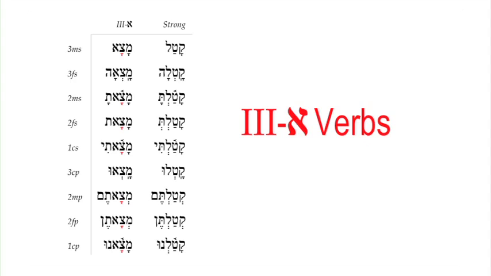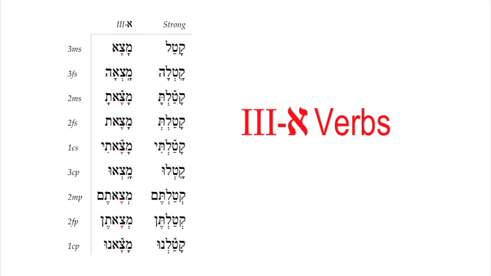Now, why does the pathach change to a qamets in the third aleph category? For this reason. The aleph quiesces, that is, it becomes silent. And you know early on from our studies that the aleph will quiesce or become silent. When the aleph becomes quiescent or silent, the vowel pathach lengthens to qamets to compensate for that change. Therefore, you don't have the pathach, but you have the qamets because it's compensated for the silent aleph.